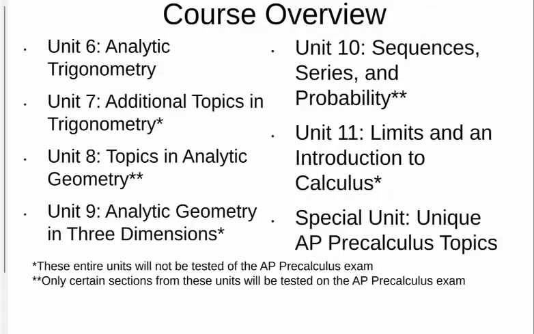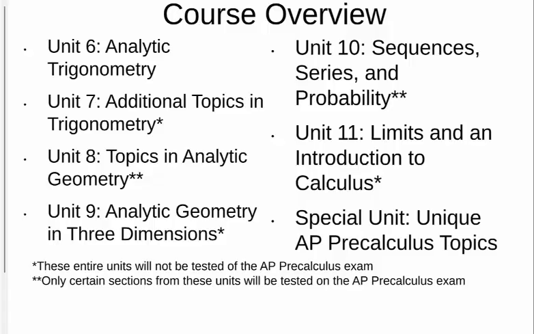Unit 6 is Analytic Trigonometry. Unit 7, Additional Topics in Trigonometry. Unit 8 are topics in Analytic Geometry. Unit 9, Analytic Geometry in 3 Dimensions. Unit 10, Sequences, Series, and Probability. Unit 11, Limits and Introduction to Calculus. And then I'll have Unit 12, I'll call it Special Unit, Unique AP Pre-Calculus Topics.